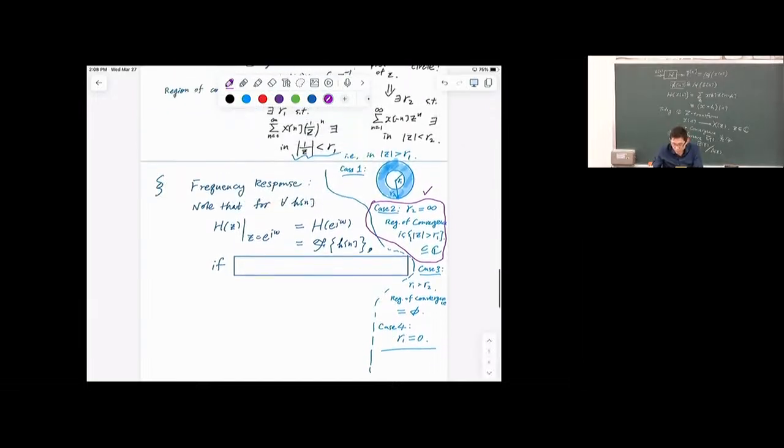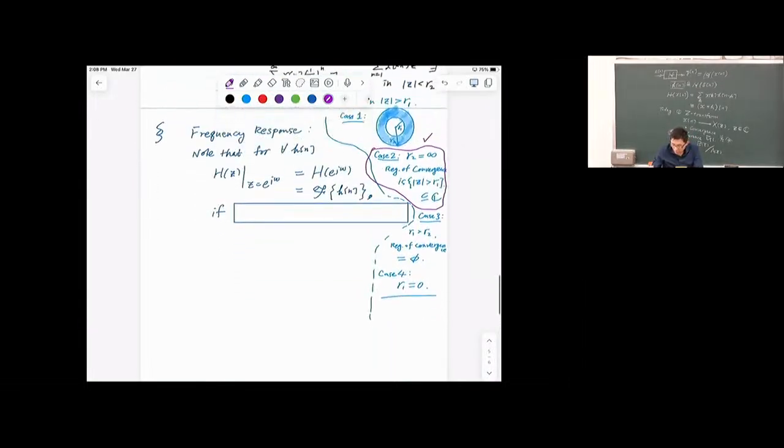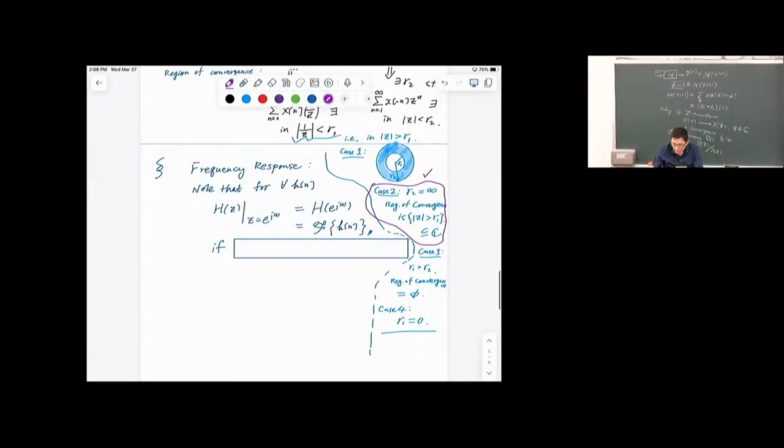But before that, any questions? Okay. So let's take a break till 20 minutes after 2, 2:20. And when we come back, we talk about frequency response.